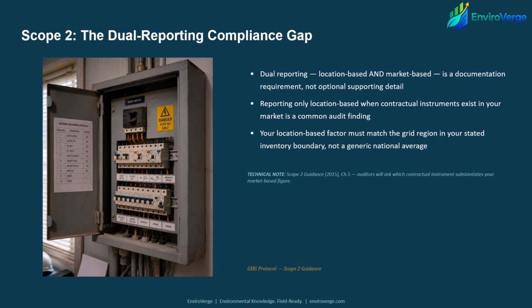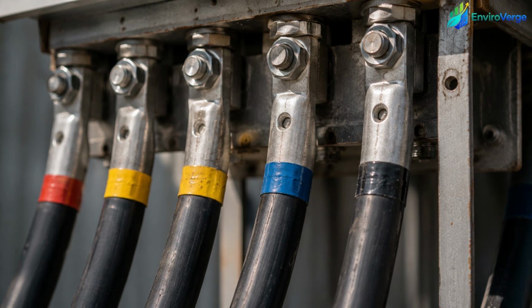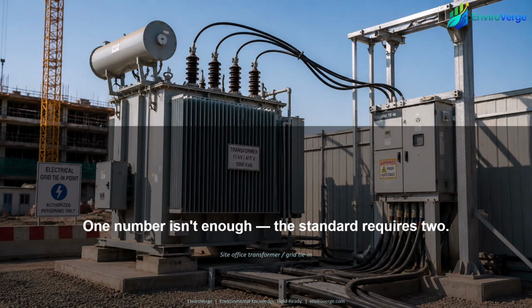You already know Scope 2 covers purchased energy. Here's the compliance gap most teams miss. Dual reporting. Location-based and market-based is a documentation requirement, not optional detail. Reporting only location-based when contractual instruments exist in your market is a common audit finding. And your location-based factor has to match the grid region in your stated inventory boundary, not a generic national average. One number isn't enough. The standard requires 2.